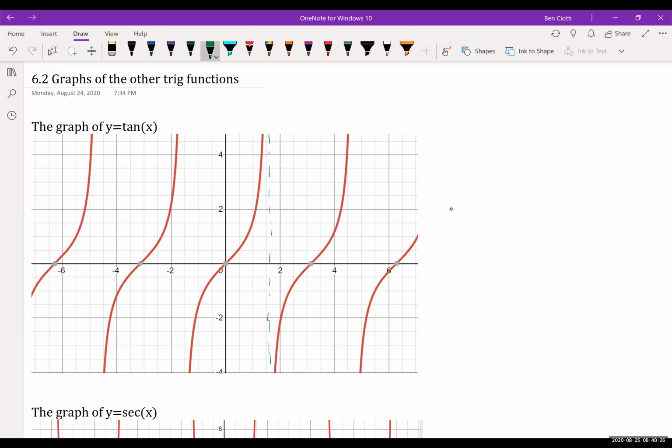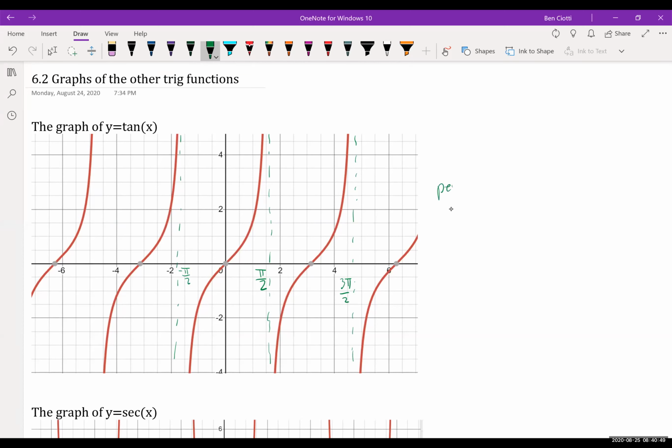The first one occurs at pi over 2. Then it has another one at 3 pi over 2. And it keeps repeating every pi. It has a negative vertical asymptote at negative pi over 2.